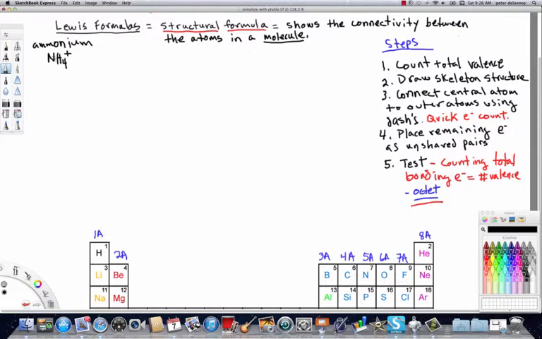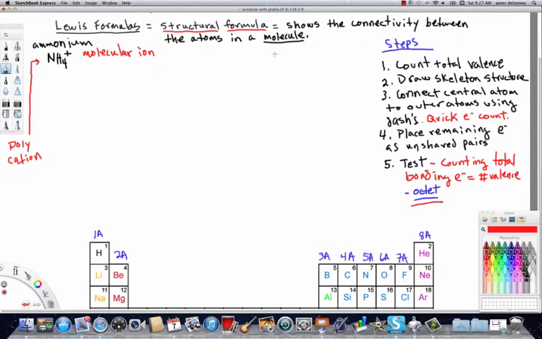So we would call this a polycation. It is a molecular ion, and it is a polycation. I'm going to put that over here so it's out of the way. Now, we need to add a step to our list of steps.